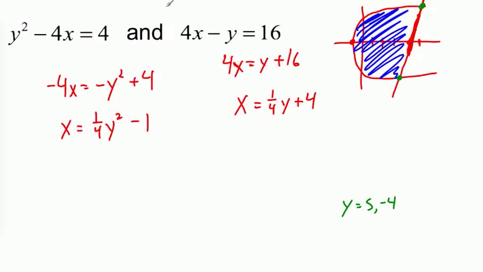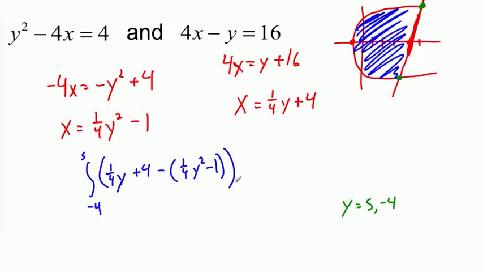So negative 4 is my lower bound, so I am going to integrate from negative 4 to 5 of my upper function. Now remember we're doing it with respect to y, so my upper function is going to be this one right here. So that's going to be my linear function, 1/4 y plus 4. And then I'm going to subtract from that my lower function, which is 1/4 y squared minus 1. And then we're going to do that with respect to y. Now I'm going to let you do the integration.